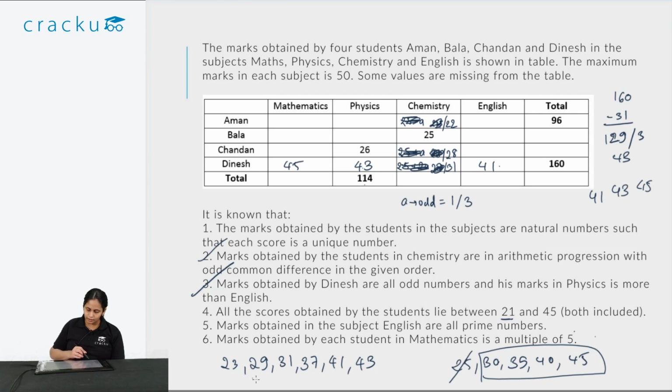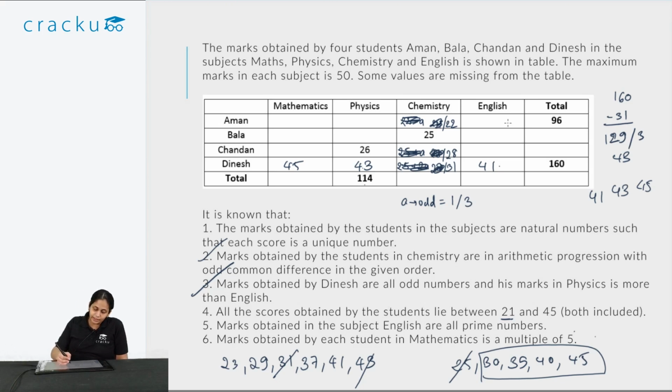I focus on the prime numbers aspect, because now I have put up some prime numbers over here. The English marks are all prime numbers. So 31 is already gone, which is there in chemistry. 43 is already gone, which is there in physics. So I am left with 23, 29, 37 and 41. 41 I have already placed for Dinesh. So the remaining have to be 23, 29 and 37.